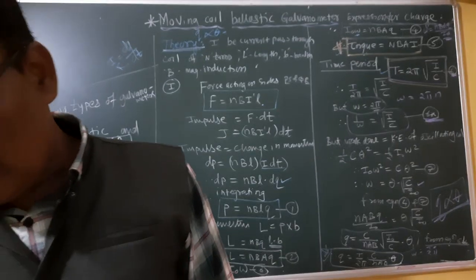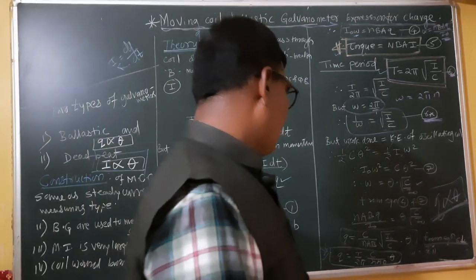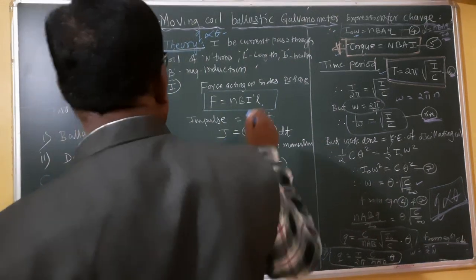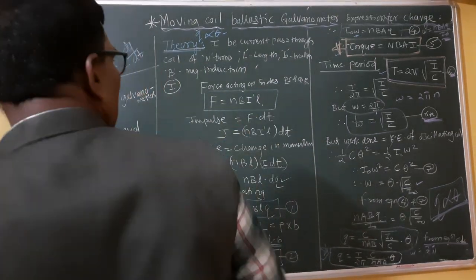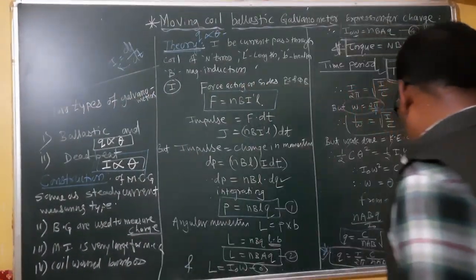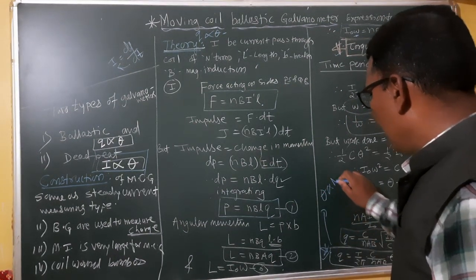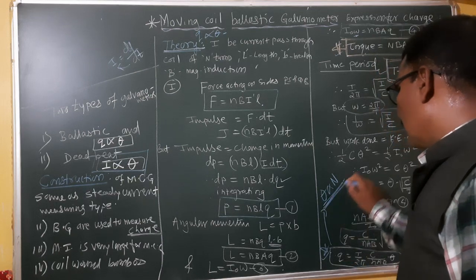This is the expression. Also, sometimes a question may ask what is the relation between theta and n. Theta and n have a relation: theta is directly proportional to n. This is one of the relations we have to consider.